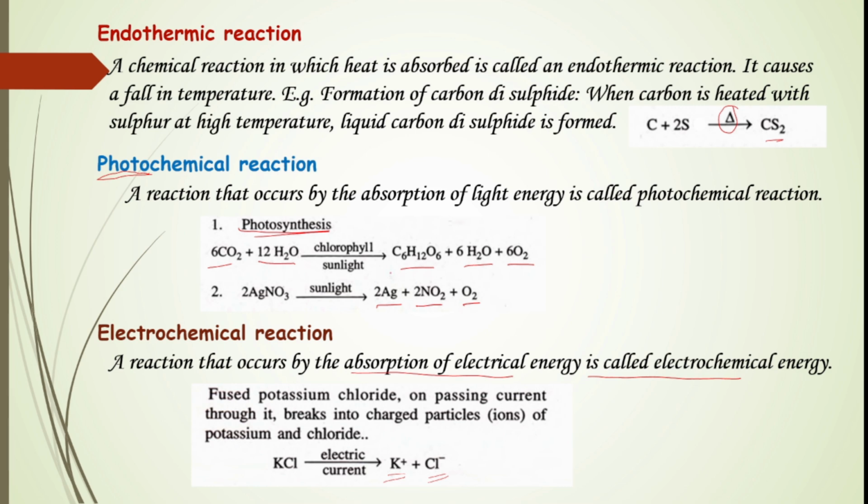In today's class we have studied different types of reactions, isn't it? Displacement reaction, double displacement reaction. Then the types by heat: exothermic and endothermic. After that we saw what a photochemical reaction is. Then we saw what an electrochemical reaction is. These types of reactions we have already seen. Hope you have understood this. With this we come to the end of this chapter.